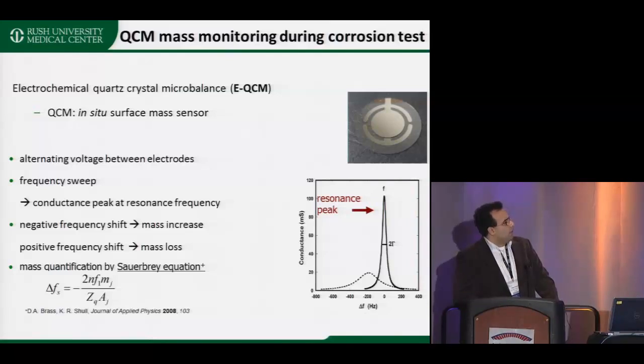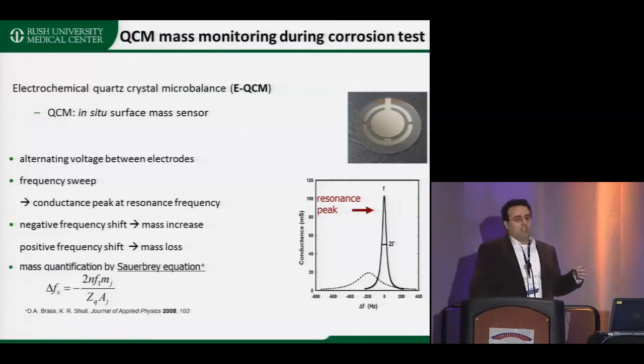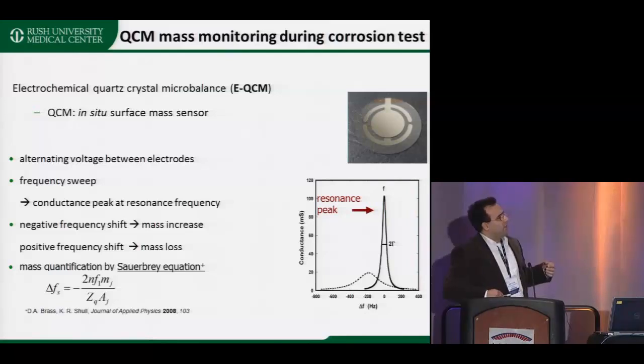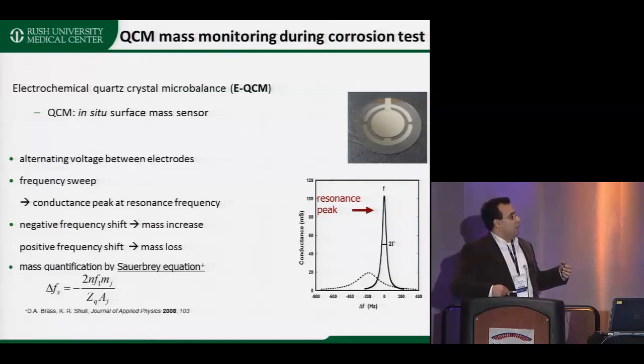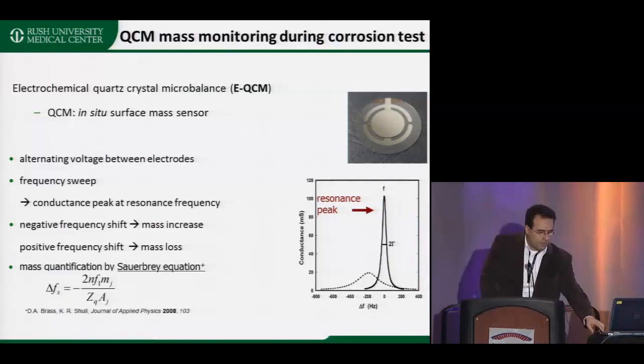And why is this important? Well, this conductance peak is very sensitive to mass changes, uniform mass changes on the surface. What it means is a negative frequency shift means a mass increase, a positive shift is mass loss. And we can quantify these mass changes by the Sauerbrey equation.